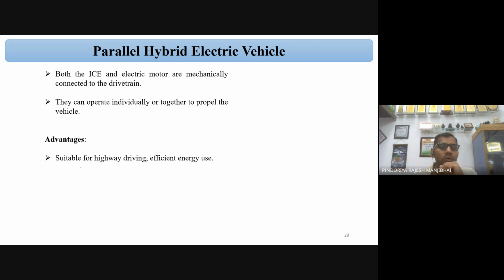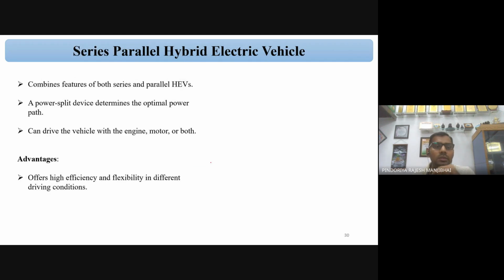Parallel is suitable for highway driving, with efficient energy use. Okay, so there is a parallel operation. Series and parallel offer high efficiency and flexibility in different driving conditions. But again, we have to control both series and parallel, so controlling complexity is high in the case of series and parallel.